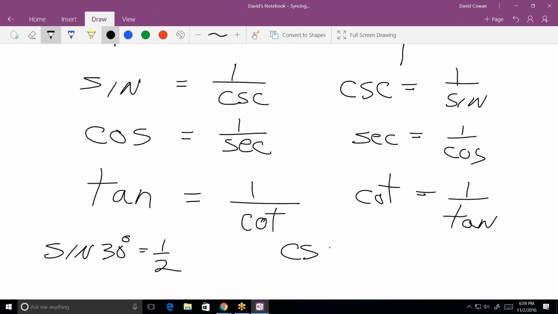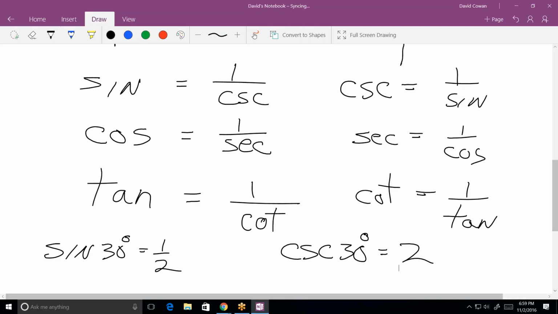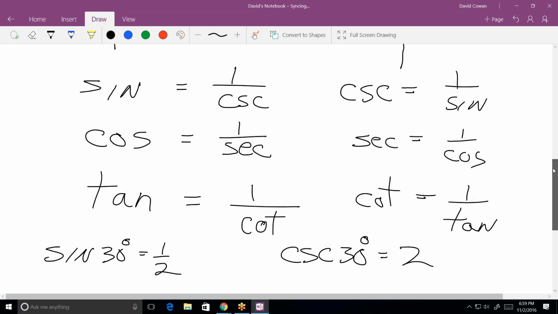So what's the cosecant of 30 degrees? 2 over 1, or 2. That's exactly the way you do the other 3 trig functions. As long as you can memorize the sine, cosine, and tangent of those basic 3 angles, then you can always figure out the cosecant, secant, and cotangent just by taking the reciprocal of the number you came up with when you did the other functions.